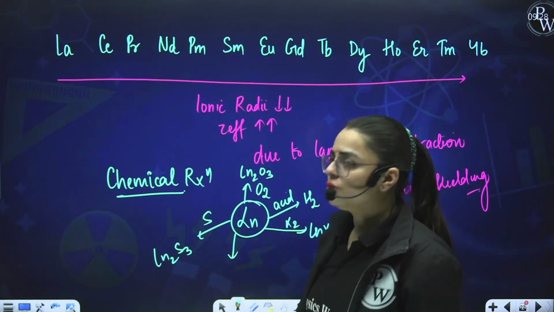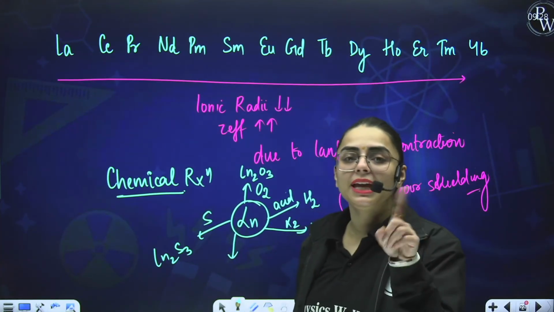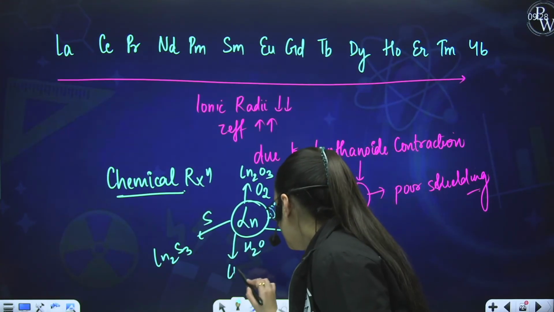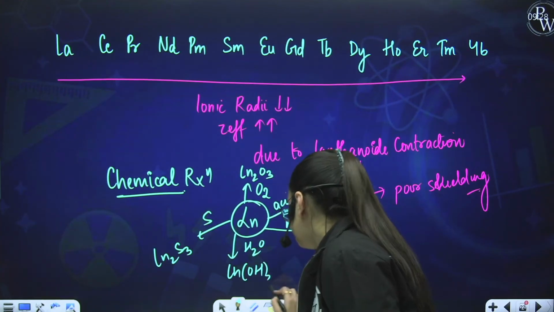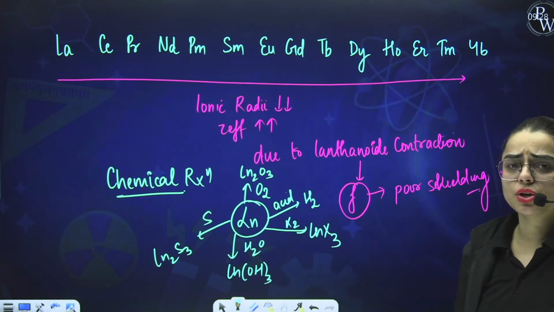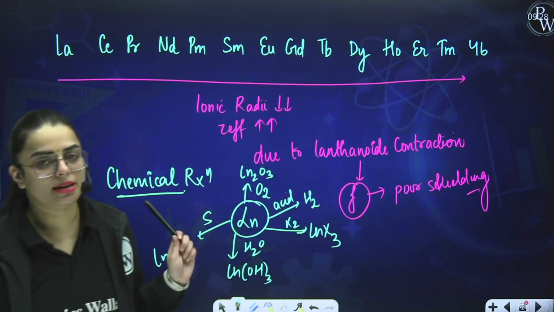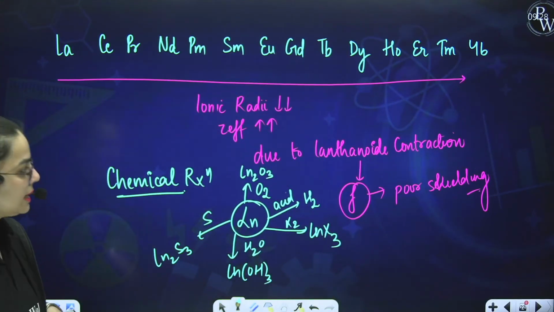Now there is one more reaction. If you know aluminium, when it reacts with water, it forms Al(OH)3. That same happens over here. It will form Ln(OH)3. Almost all reactions are quite similar with aluminium. So this is the chemical reactions chart that you can see in your NCERT, right? Is it clear, students? Is it clear?